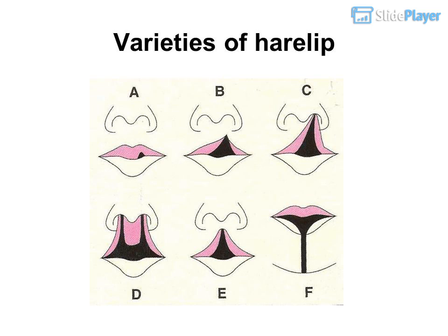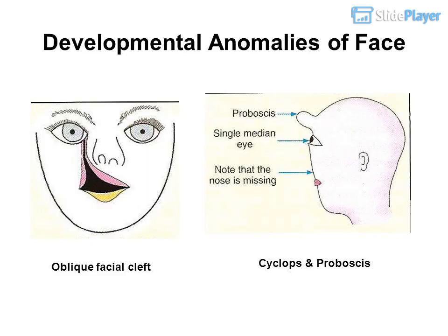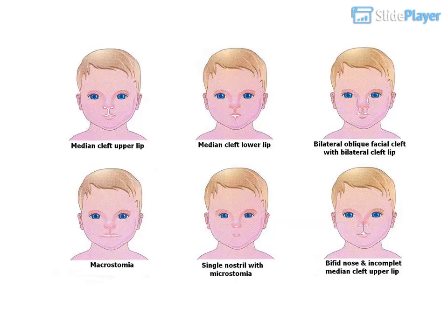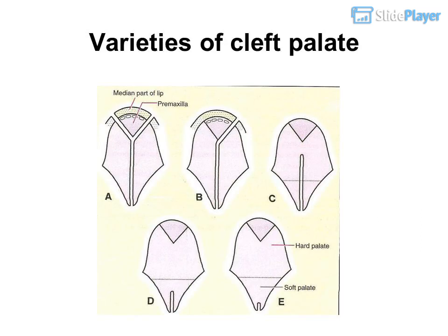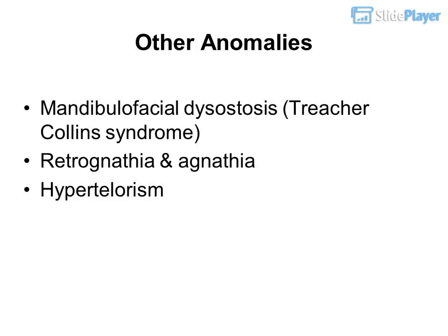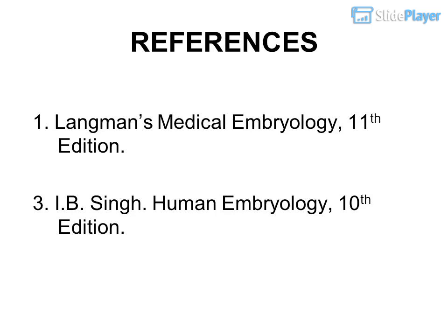Varieties of hair lip. Developmental anomalies of face: cyclops and proboscis. Oblique facial cleft. Cleft lip coupled with clefts of the anterior palate or entire palate. Varieties of cleft palate. Other anomalies: mandibulofacial dysostosis, Treacher-Collins syndrome, retrognathia and agnathia, hypertelorism.